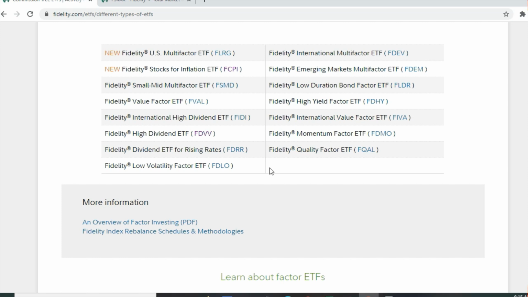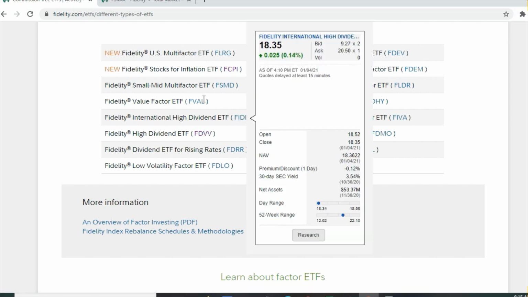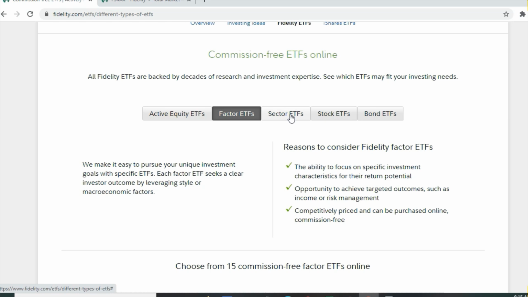On a future video, we'll talk more about Fidelity Dividend ETFs and which of these potentially could be a good investment for you. But right now, though, the focus for the complete beginner is not on these types of ETFs here. Let's talk a little bit about sector ETFs.